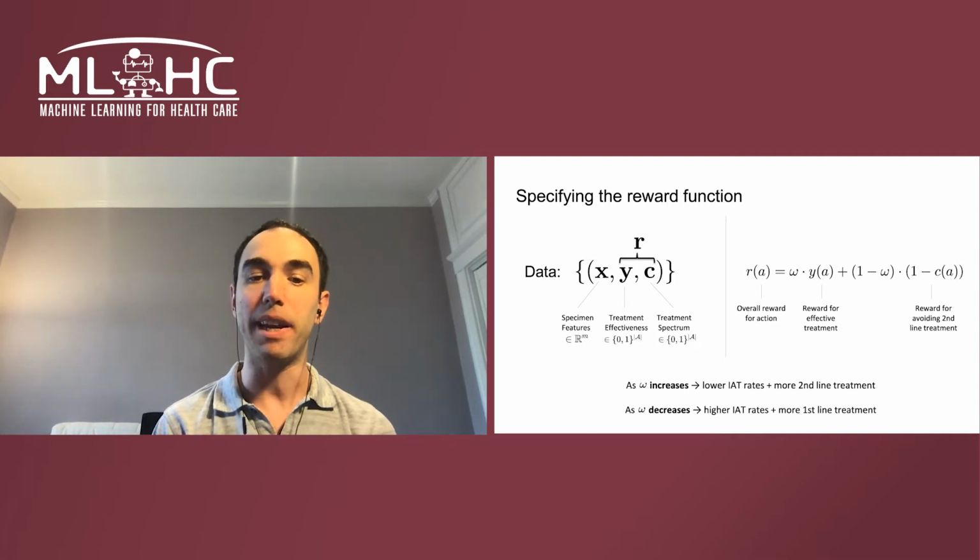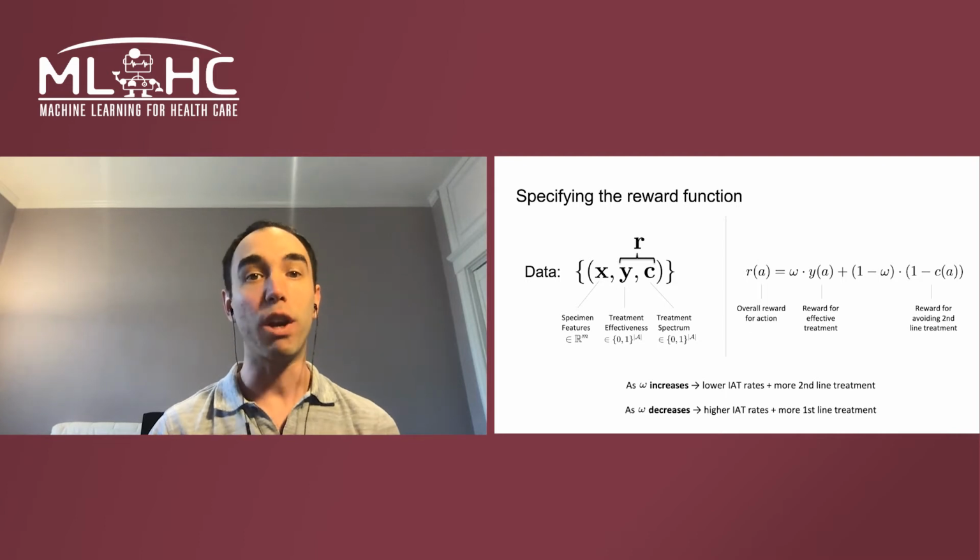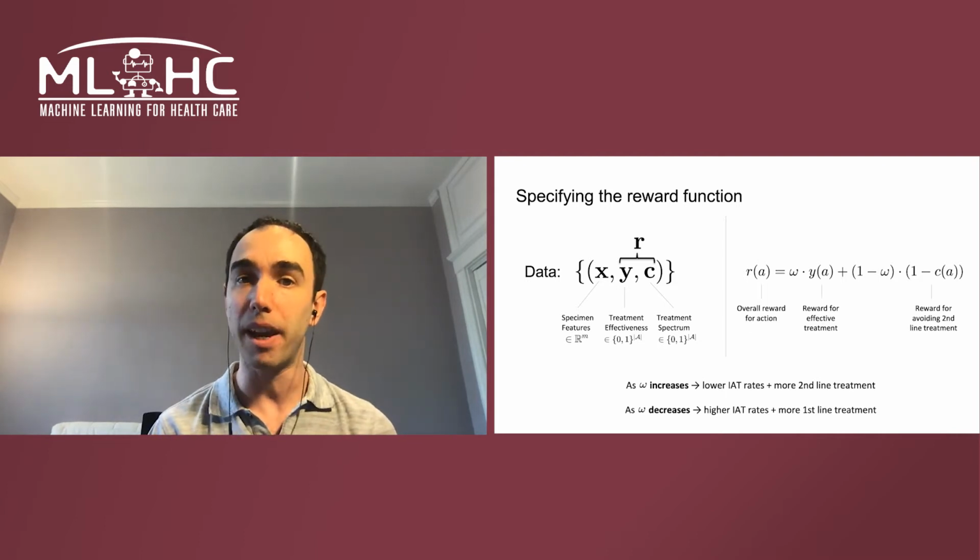As omega increases, we result in learned policies that have lower AIT rates, but slightly more second-line treatments. And conversely, as omega decreases, we get higher IAT rates and more first-line treatments. We can relearn our policies with different choices of omega in order to get different curves, as shown in the previous slide.